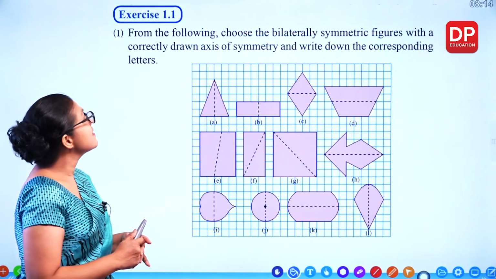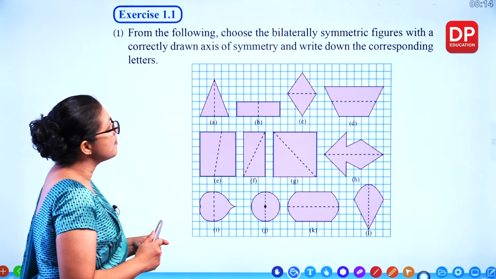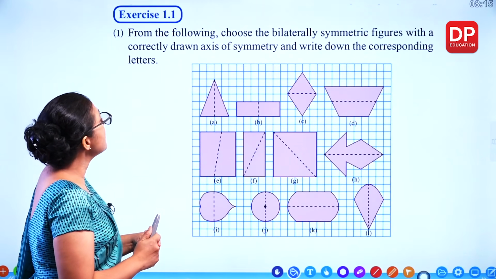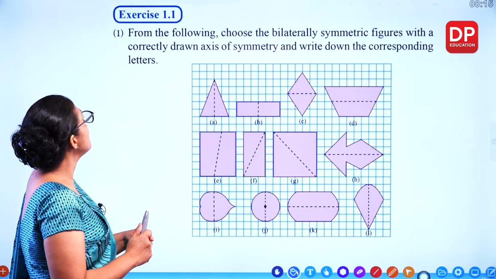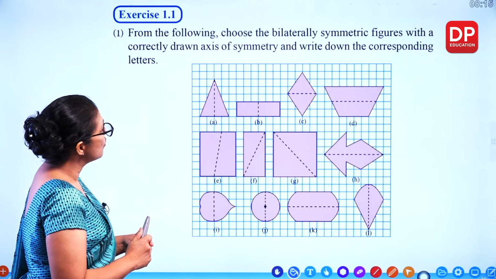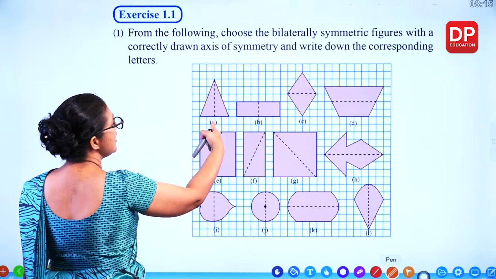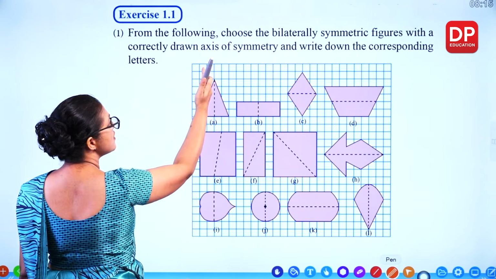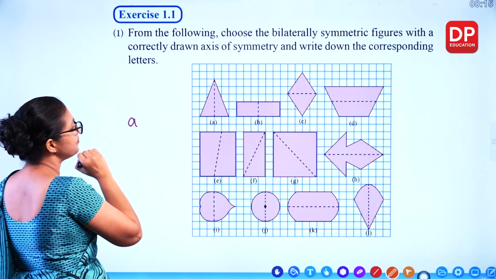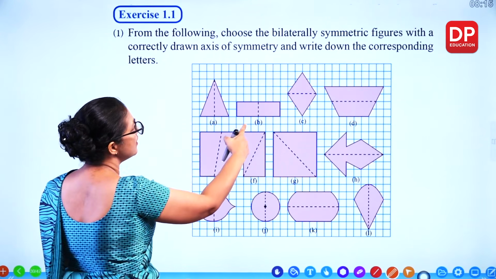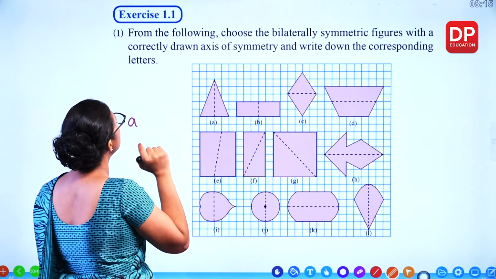Now we'll look at exercise 1.1. From the following, choose the bilaterally symmetric figures with a correctly drawn axis of symmetry and write down the corresponding letters. So what are the correct figures here? We can say this is correct. So this is a line of symmetry. So we can write A. B, yes, this is line of symmetry. This side is same as the other side.